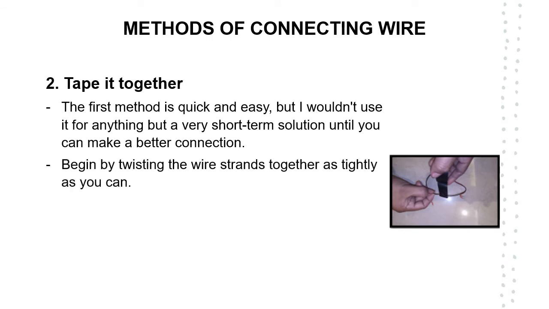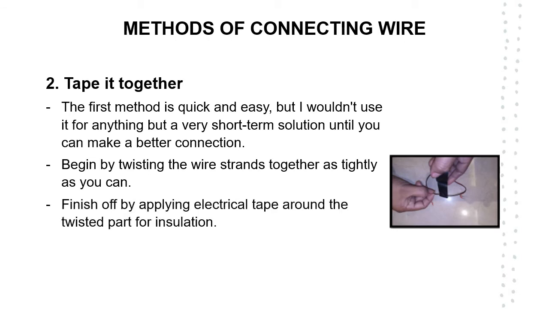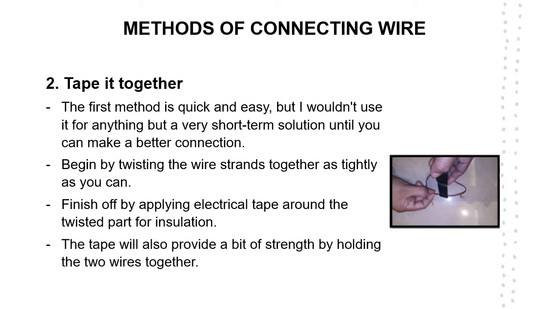begin by twisting the wire strands together as tightly as you can. Finish off by applying electrical tape around the twisted part for insulation. And the tape will also provide a bit of strength by holding the two wires together.